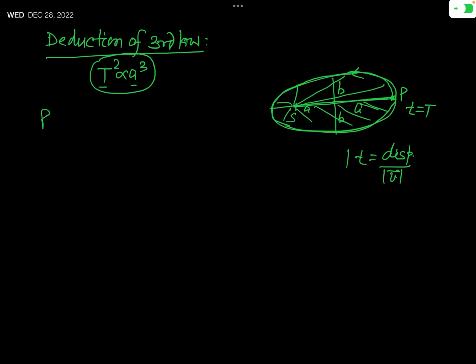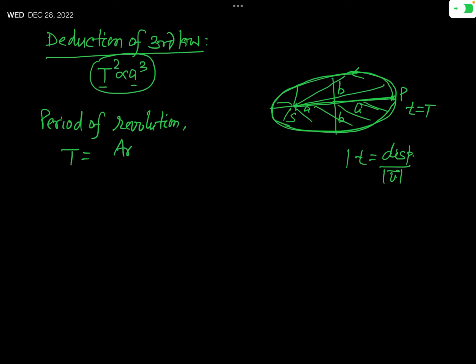So you can say period of revolution means the time taken by the planet to revolve around the sun once, a round trip. So the period of revolution T will be equal to what?